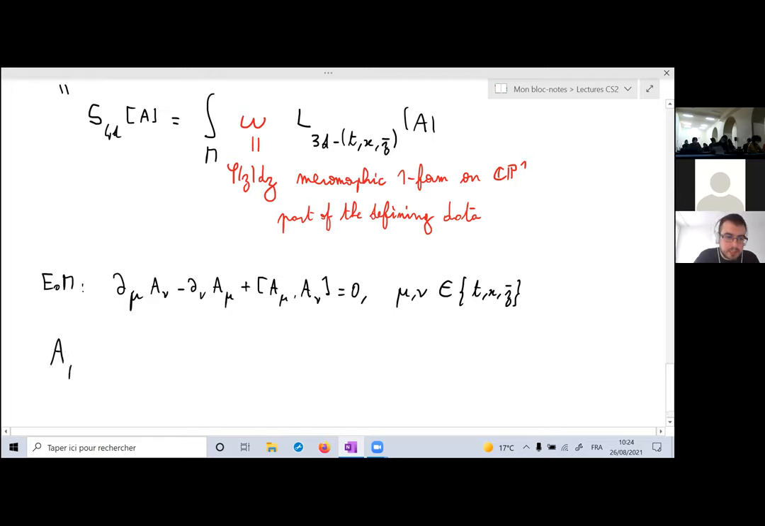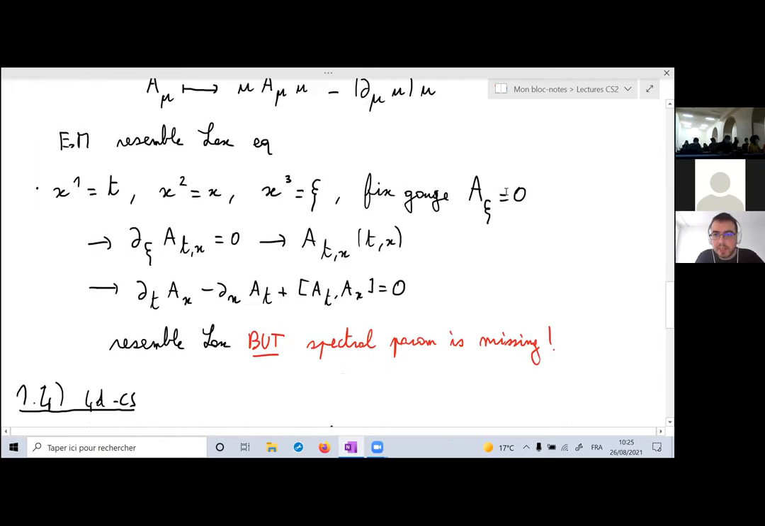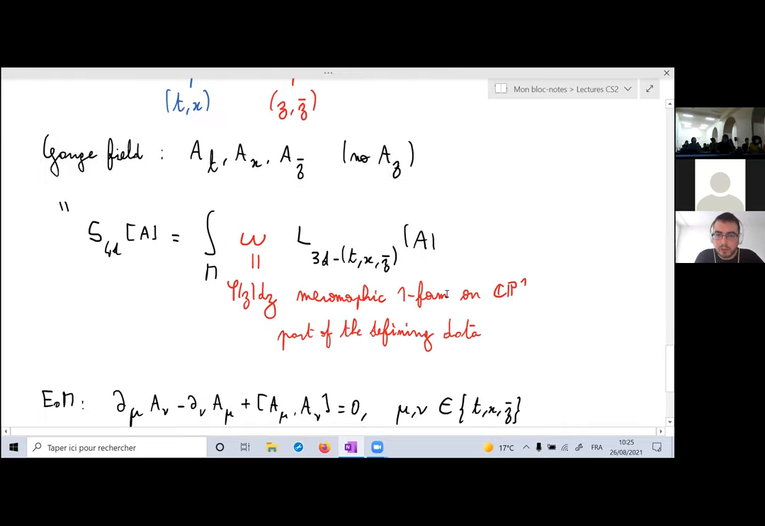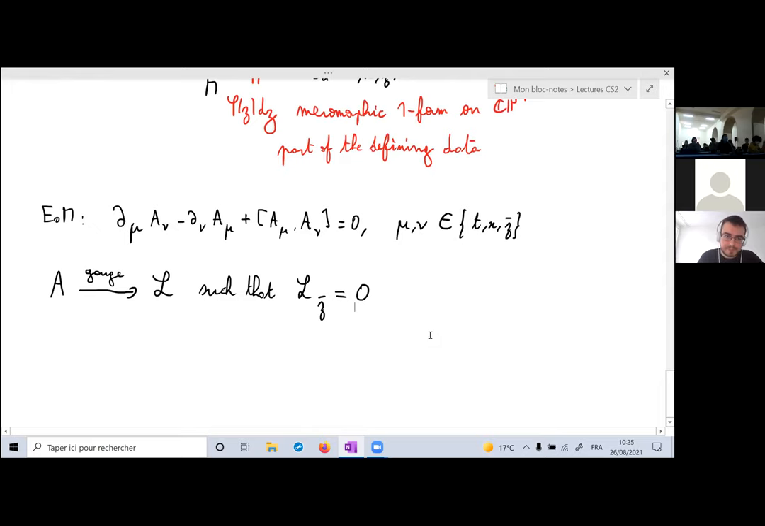So I take my gauge field A and I do a gauge transformation to a new gauge, which, for a reason that will become clear very soon, I will call L. The gauge field in this new gauge, I will call L, such that in this new gauge there's no Z bar component. So L Z bar is zero. And that is basically the equivalent of what I did here by fixing xi to zero. Now I do it along the Z bar direction.